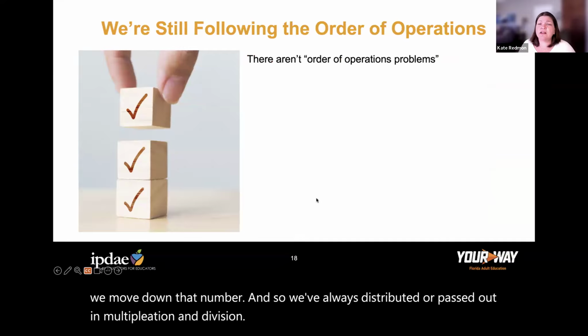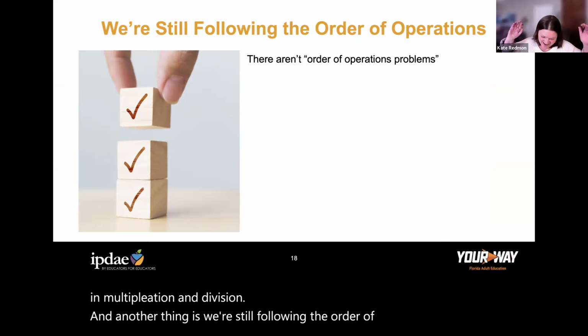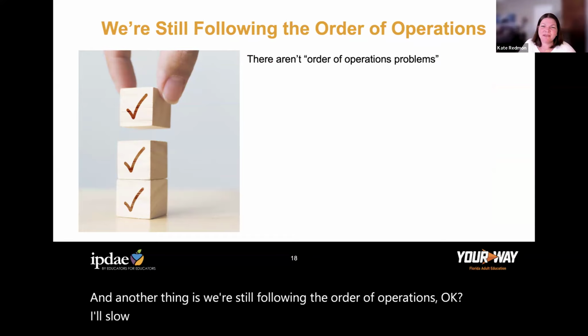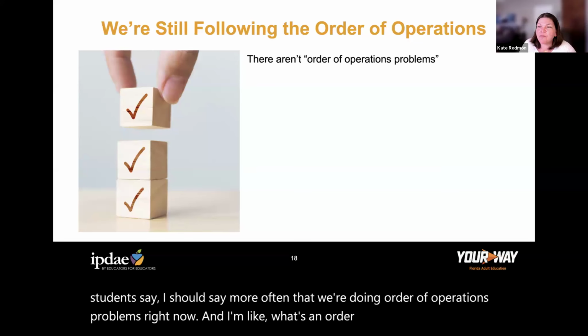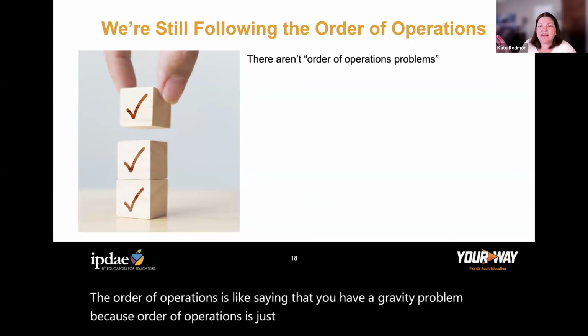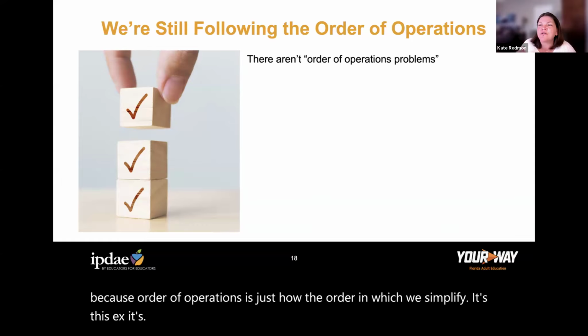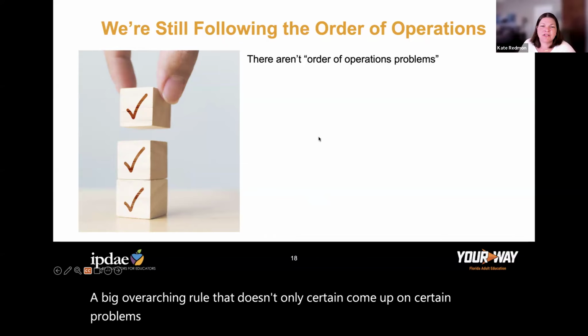Beautiful. And another thing is we're still following the order of operations. I'll slow down because this is one of my pet peeves. I'll hear teachers say, or students say, I should say more often, that we're doing order of operations problems right now. And I'm like, what's an order of operations problem? The order of operations is like saying that you have a gravity problem, because order of operations is just the order in which we simplify. It's a big overarching rule that doesn't only come up on certain problems. And so I just think it's interesting language.